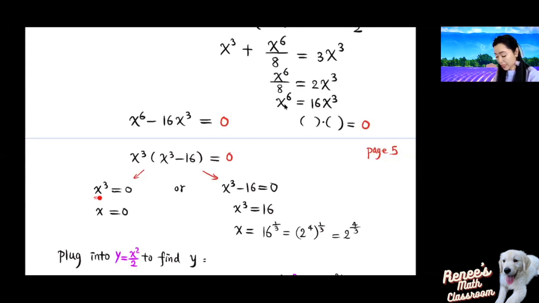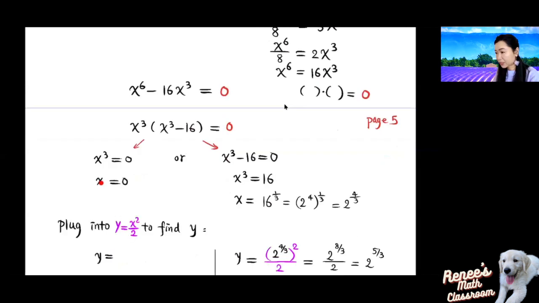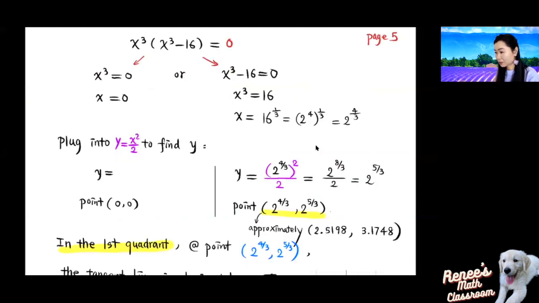To solve this, x cubed equal to 0, then x will be equal to 0. And to solve this, you have x cubed equal to 16, and so x is equal to 16 to the 1/3 power, which is equivalent to 2 to the 4 over 3rd power. So you found the x coordinate of those points. However, you still need to find the y coordinate. So we're going to plug in x equal to 0 into this to find the y coordinate of the corresponding point. So plug x equal to 0 here, y will be equal to 0. So that point is 0, 0.